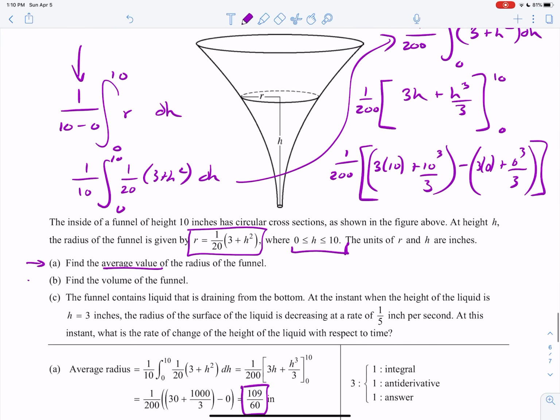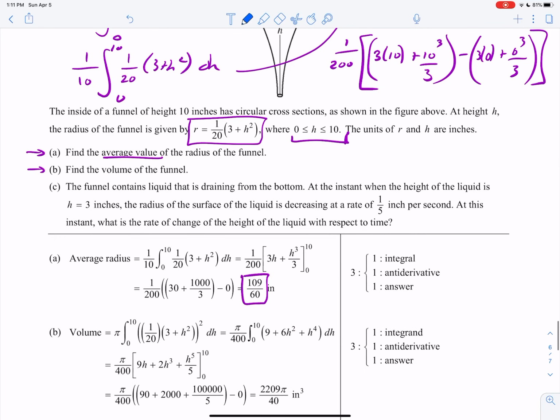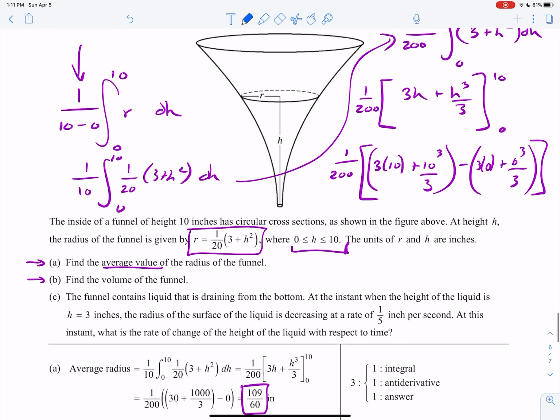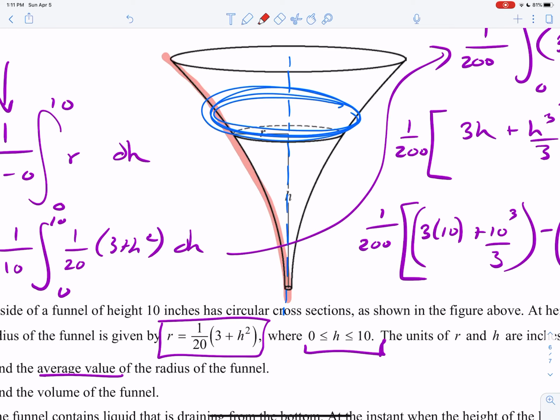Okay. Finding the volume. Okay, so you're trying to find the volume of this function here. So what you want to do is, if you notice, you're revolving this around. Kind of hard to picture, but you're spinning it. If you want to turn this thing sideways, you'll notice that this curve here is spinning around, creating this funnel. Okay, so what you have to do is you have to use the disk method.